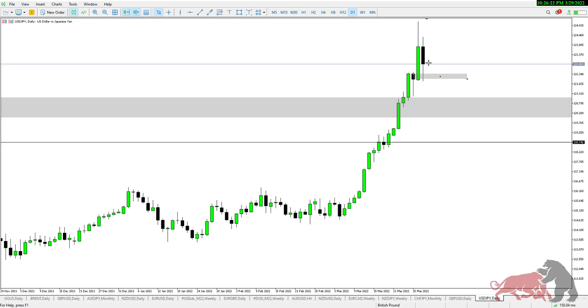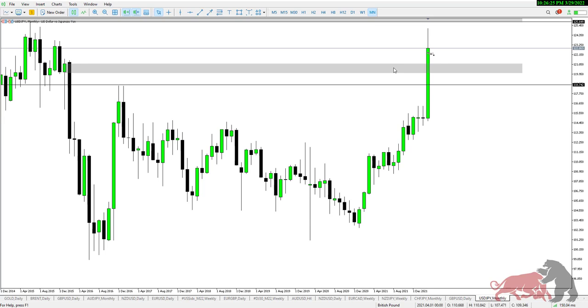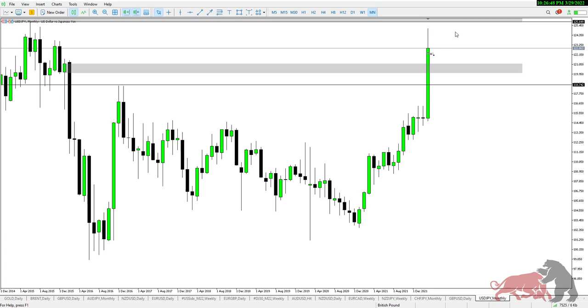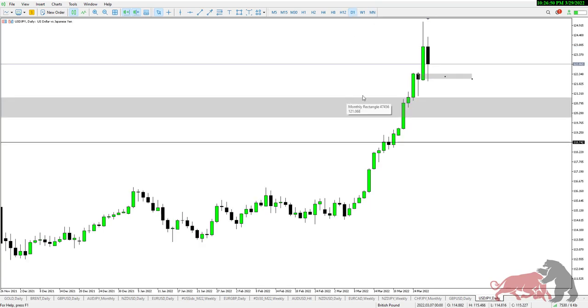Now, what we need to see in the coming month, we need to see a bit of a retracement. You can see this weekly candle is turning out to be quite a huge reversal pattern, right? Meaning we might see price retest 121 before another push to 125.84.